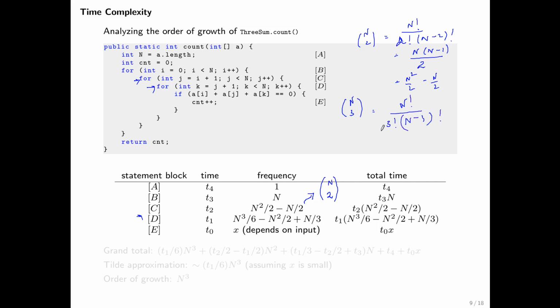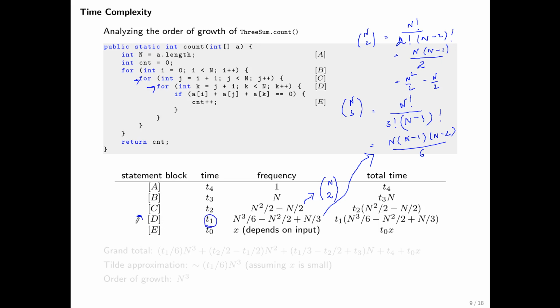And this simplifies to n times n minus 1 times n minus 2 divided by 6, because 3 factorial is 6, and this expression that you see here is essentially that. You can actually simplify this and make sure that it is indeed what is shown here. So that's the frequency of execution of the innermost loop. Let's say the time that it takes to execute that loop is t sub 1. So what is the total time? It's just the product of these two, and that's what is shown here.